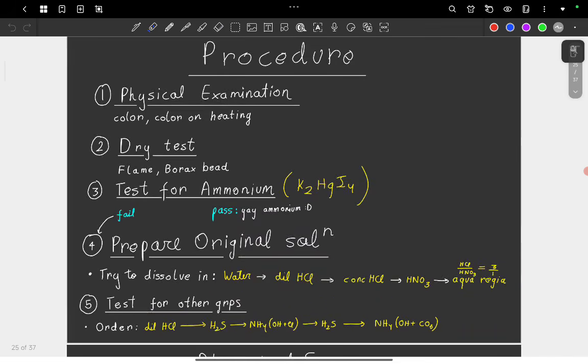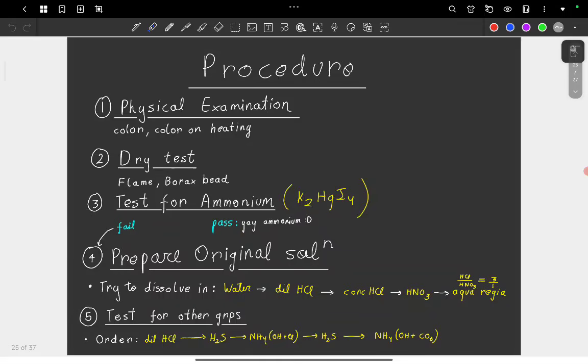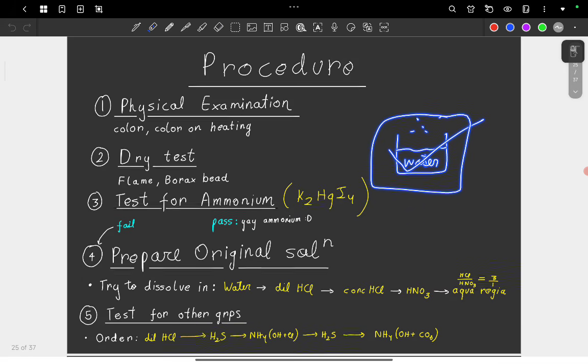So what is the order? First of all, if you have your salt sample, after testing for the ammonium ion and it fails, you decide to prepare the original solution. What you have to do is add the salt in water. Now, if the salt is soluble, then well and good. This is the original solution and you can use it for testing.